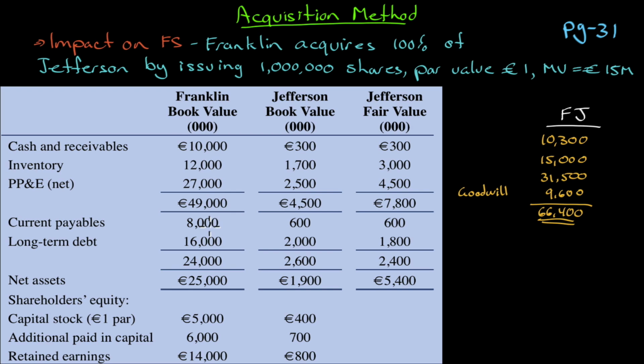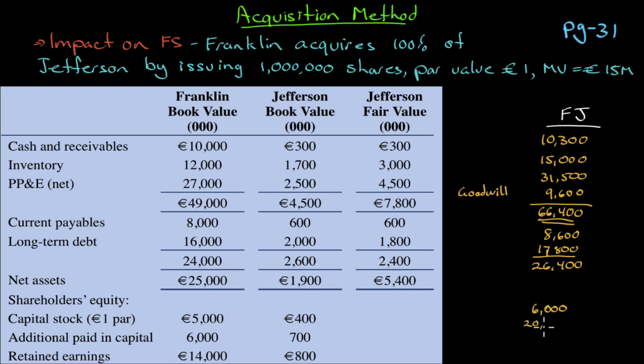So let's go to our liabilities. 8,000 plus 600, 8,600. Next is 16 plus 18, 17,800. That'll give us 26.4. 66.4, 26.4, we need 40,000 down here somewhere. We have 5 million capital stock, $1 par, but we issued 1 million shares with a par value of $1. So this goes from 5 million to 6 million now. That's 6 million. And our additional paid in capital was 6,000. Of the 15 million, 1 million was allocated to capital stock. So there's 14 million left for paid in capital added to the 6.